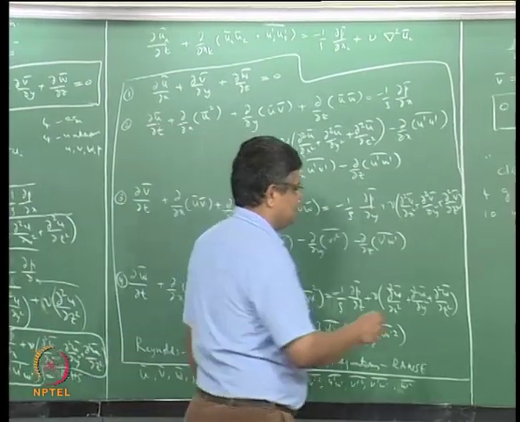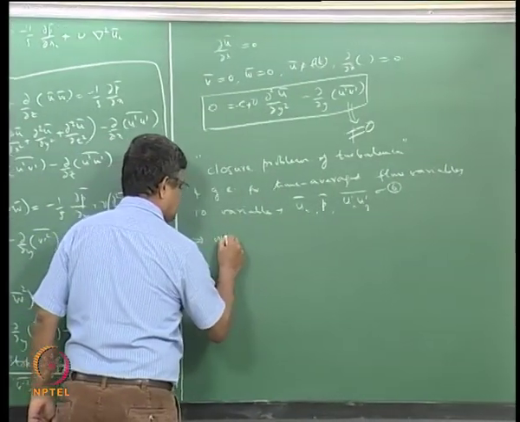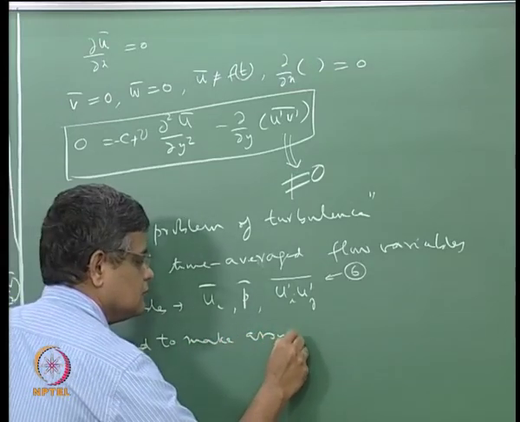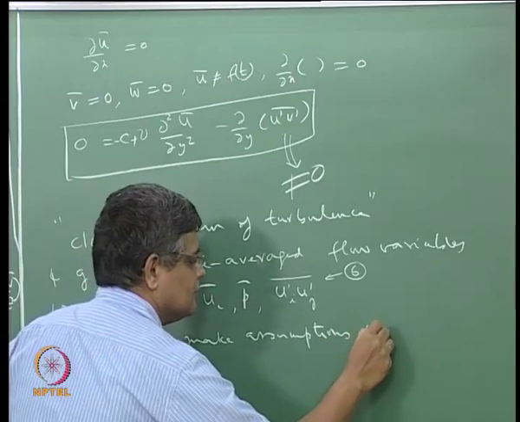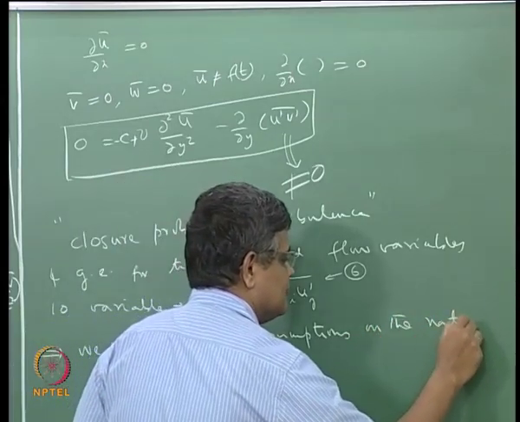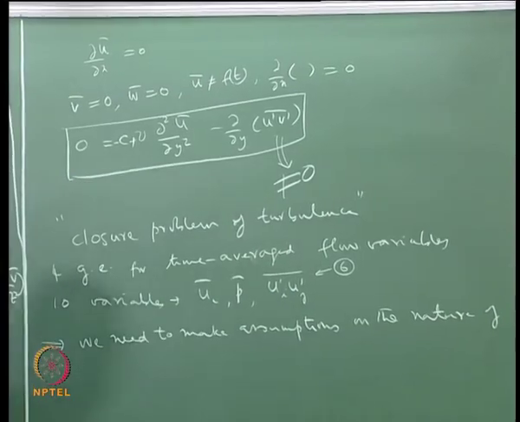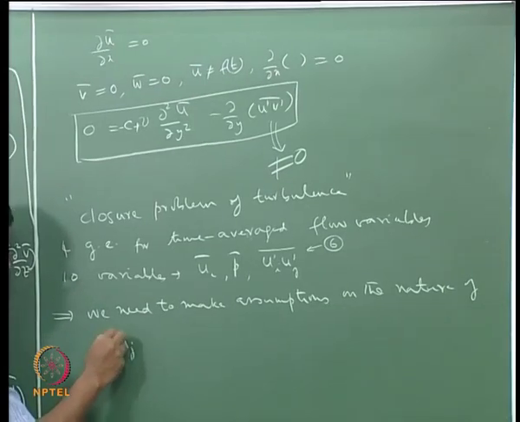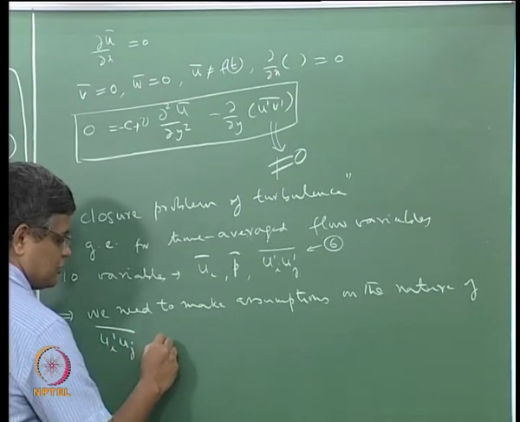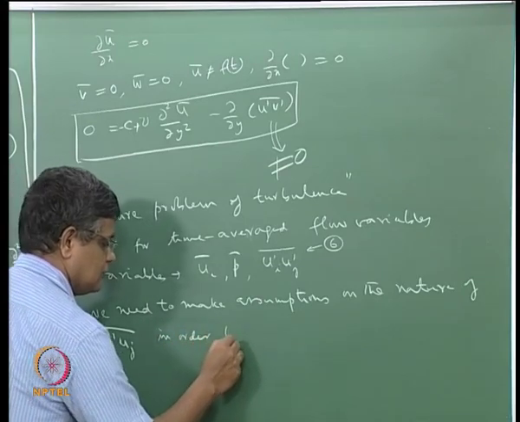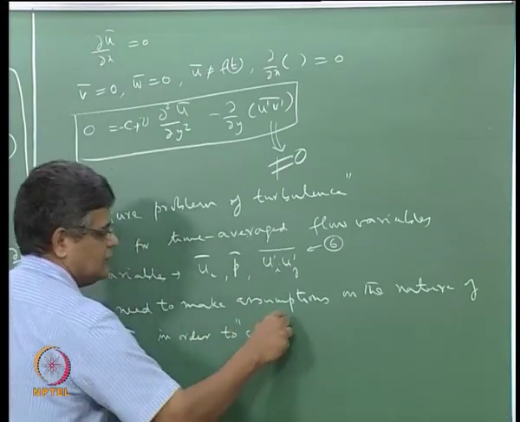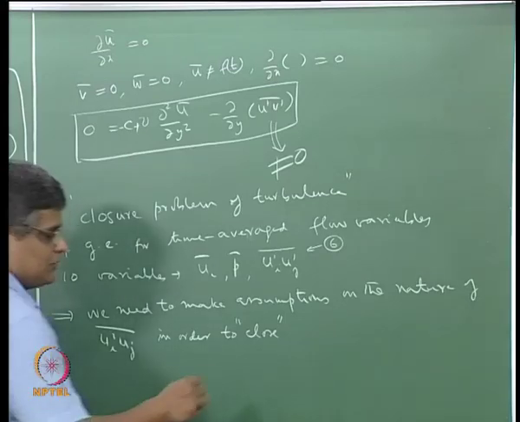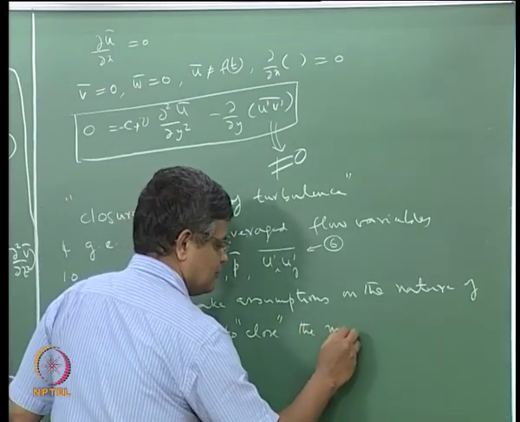So we need to make assumptions on the nature of these quantities ui prime uj prime in order to close, in inverted commas. There is nothing figurative, no door being closed: close the mathematical problem.